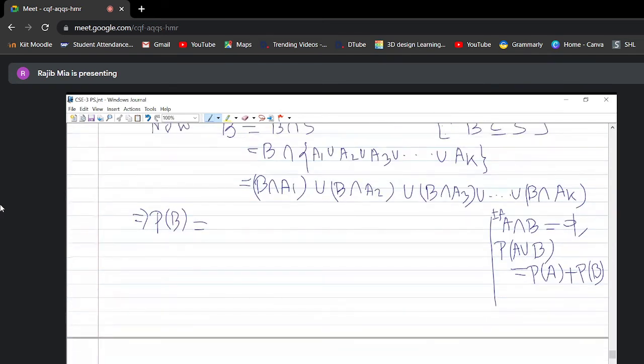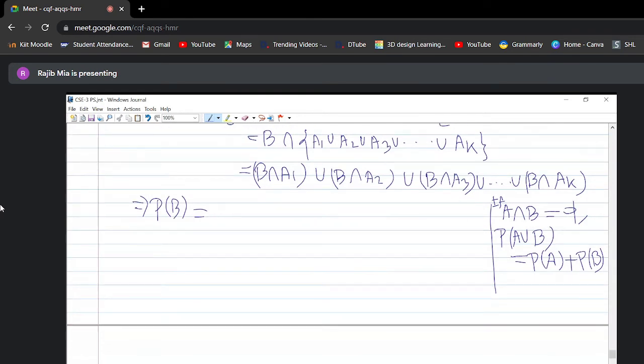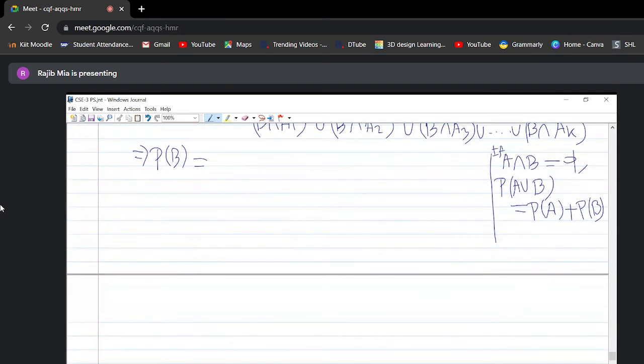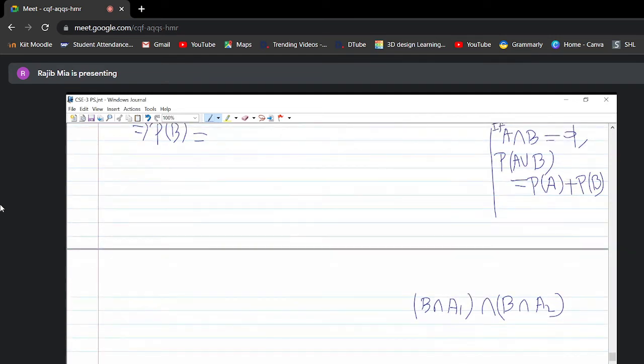First, take only these two events, B intersection A1 and B intersection A2. How to show these events are mutually exclusive? We take their intersection. If you find B intersection A1 intersection B intersection A2, this should be phi.